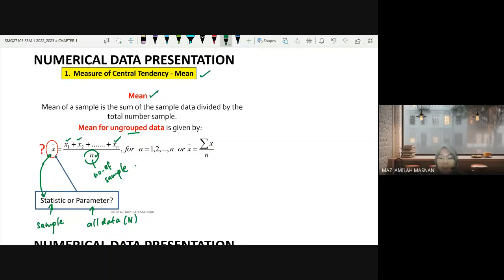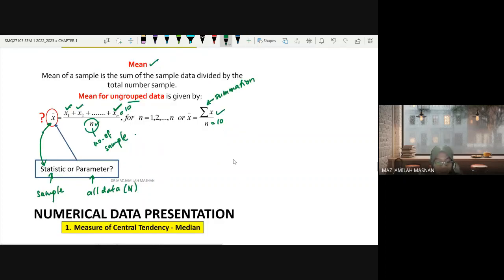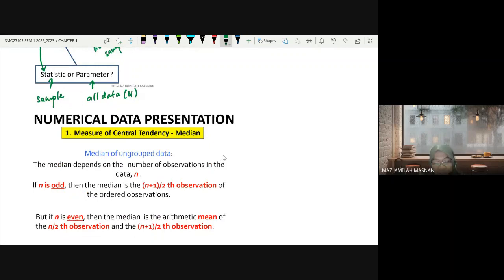Okay. Now, how does the formula look like? You add all the X. This one is summation. Summation means that you add the first value, second value, until the nth value. You add all of them, you divide by the number of n. So if you're talking about n equal to 10, you have x1 until x10. Okay, simple. The next one will be the median.